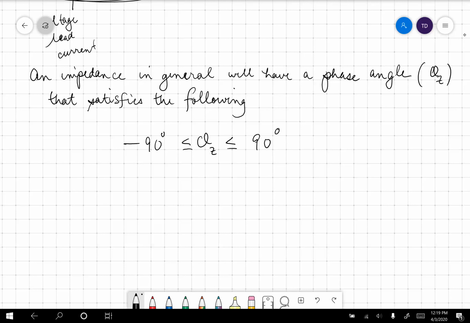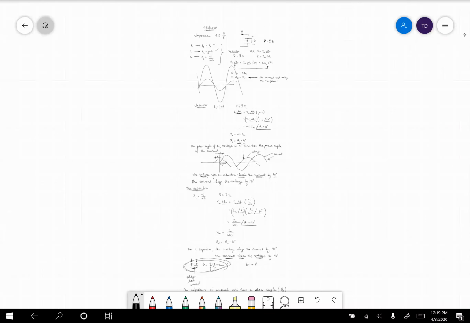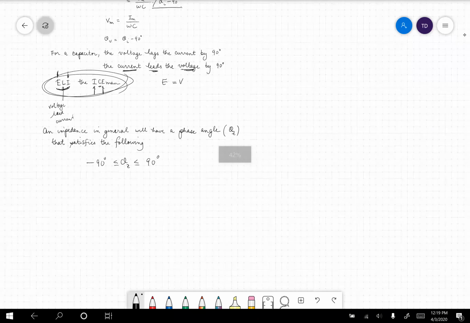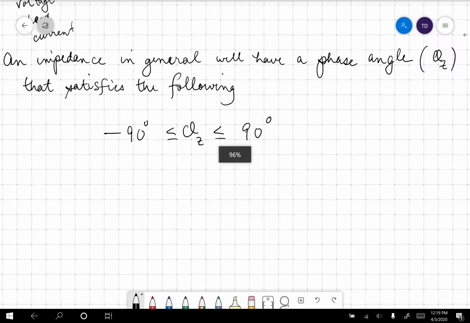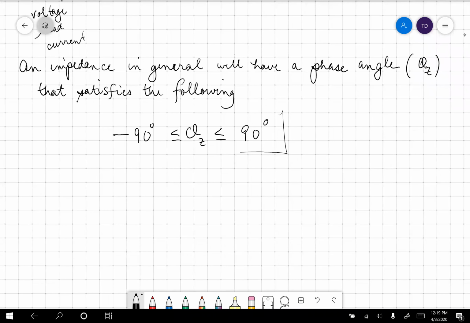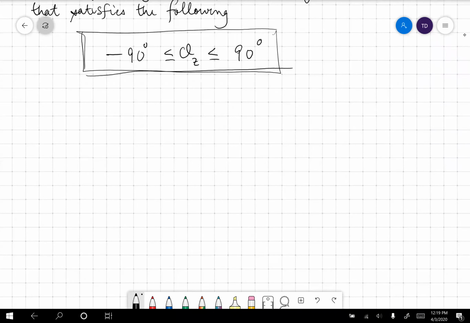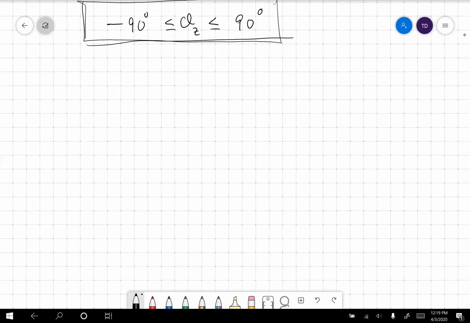Three very specific cases: when the impedance is purely real, purely resistive, the angle is 0 degrees. When it's purely inductive, it's 90 degrees. And when it's purely capacitive, it's minus 90 degrees. But in general, it satisfies that range right there, somewhere between plus and minus 90 degrees. Okay? We're going to see that today as we expand on what we had.